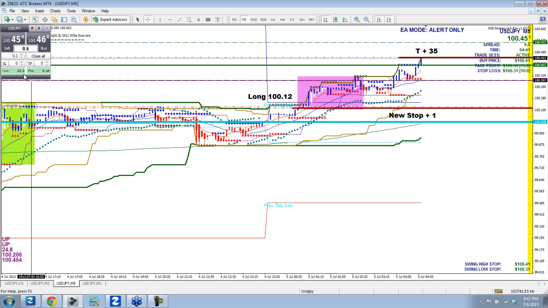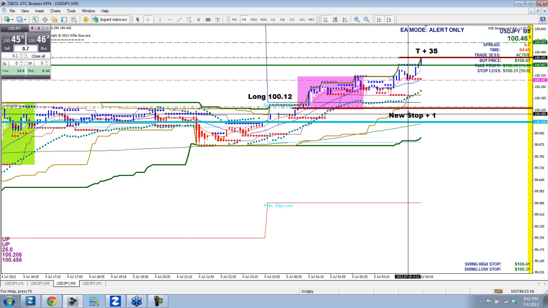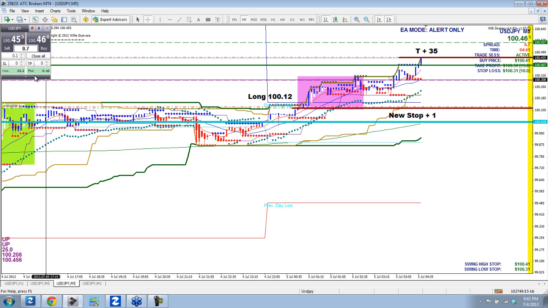So two more pips and we'll be out of this. The stop is now +1. Another pip and a half and we'll be out of this trade.